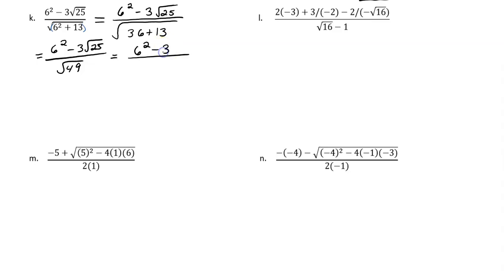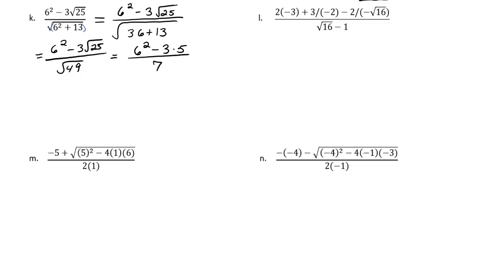And in my numerator, square root of 25. So what number multiplied by itself gives me 25? Well, that number is 5. Then in my denominator, square root of 49. What number multiplied by itself gives me 49? Well, that's simply a 7. So we dealt with the radical first, the square root first. We simplified that inner part, then worked our way to the outside parts.